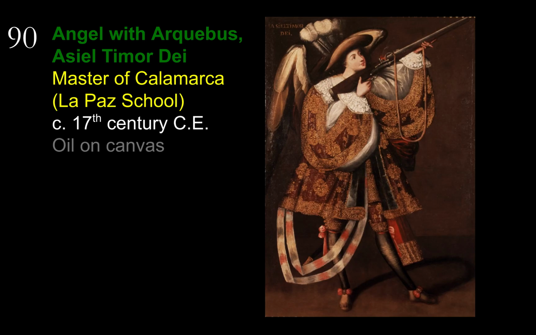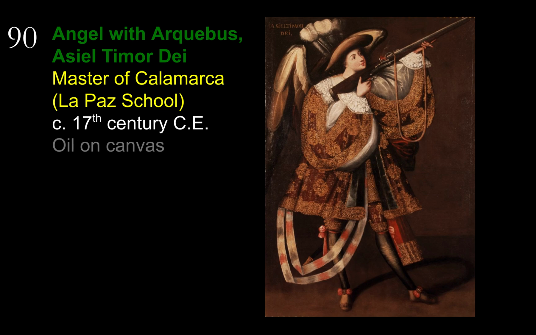And here we talk about Angel with Arquebus, Asiel Timor Dei, by a dude named the Master of Calamarca. And this was from the La Paz school, guys. So this is from the Viceroyalty of Peru. This is the only Viceroyalty of Peru artwork we have on our curriculum. All the rest was from New Spain. This was made at some point in the 1600s.